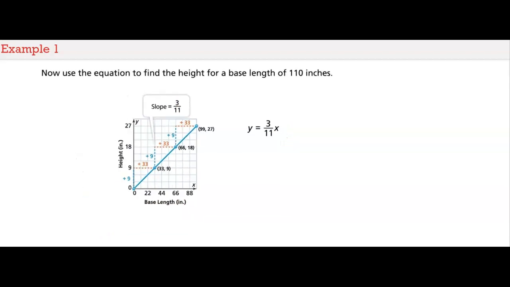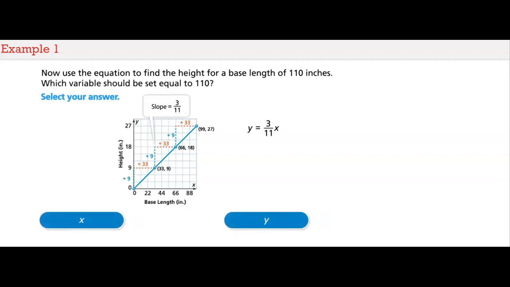Now, use the equation to find the height for a base length of 110 inches. Which variable should be set equal to 110? Select your answer.